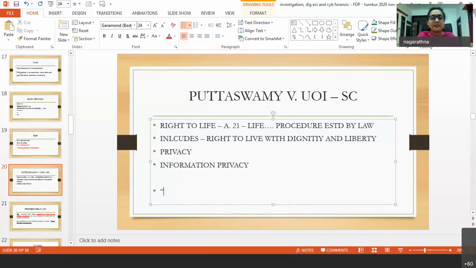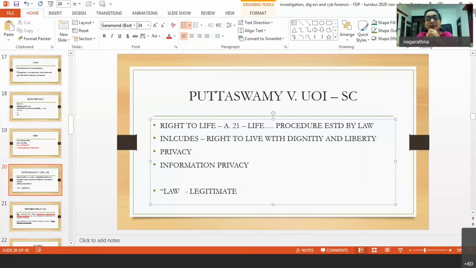So in the Puttaswamy case, the court says, when you're encroaching on privacy, there should be a law which allows you to encroach. That law should have a legitimate object. If it is only to collect data of my citizens without any good purpose, it's wrong. That law should have a legitimate purpose.